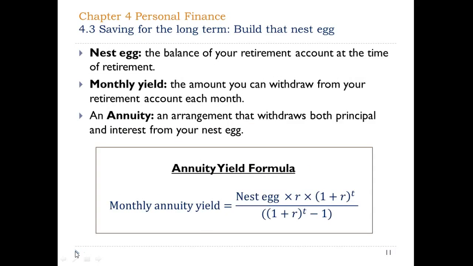Nest egg: the balance of your retirement account at the time of retirement. Monthly yield: the amount you can withdraw from your retirement account each month. An annuity: an arrangement that withdraws both principal and interest from your nest egg. Annuity yield formula: monthly annuity yield is equal to nest egg times r times (1 plus r to the power of t) divided by (1 plus r to the power of t minus 1).